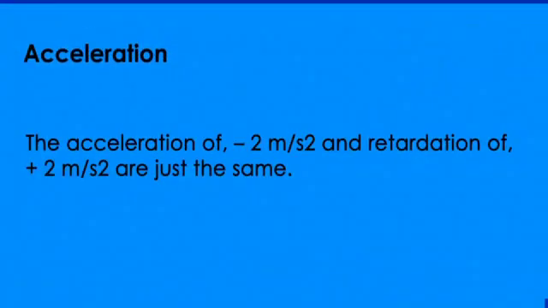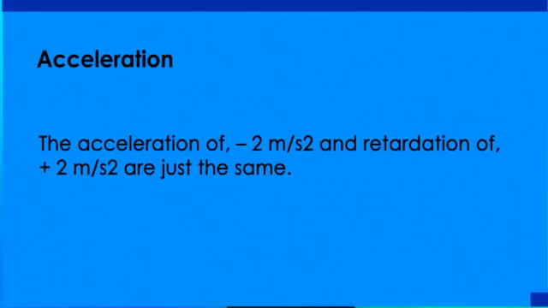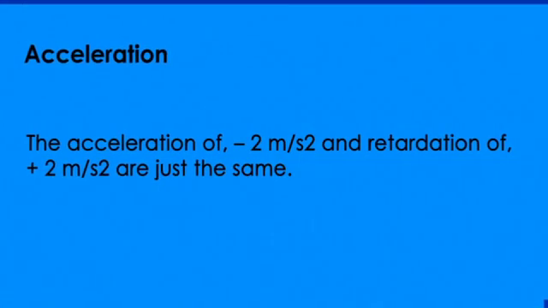It is negative in sign, but the negative acceleration is known as retardation. So the car has a retardation of plus 2 meter per second square. It should be noted that the acceleration of minus 2 meter per second square and the retardation of plus 2 meter per second square are just the same. The negative value of acceleration shows that the velocity of the body is decreasing. When a body is slowed down, the acceleration acts in the direction opposite to that of the motion of the body. Thus, we can have the acceleration in one direction and the motion in another direction.